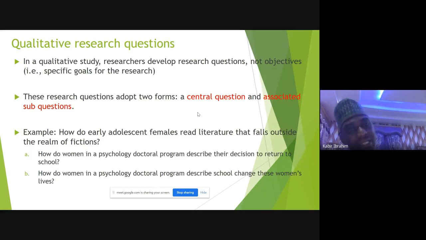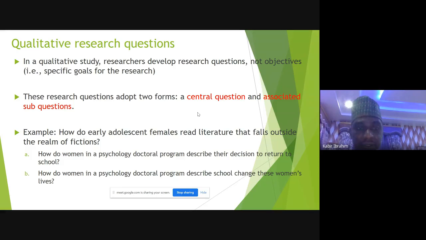In qualitative research, the researcher develops research questions, not objectives. That is, specific goals for the research. You now ask questions on the specific goals of the research. These research questions adopt 2 forms: we have a central question, and we have associated sub-questions.